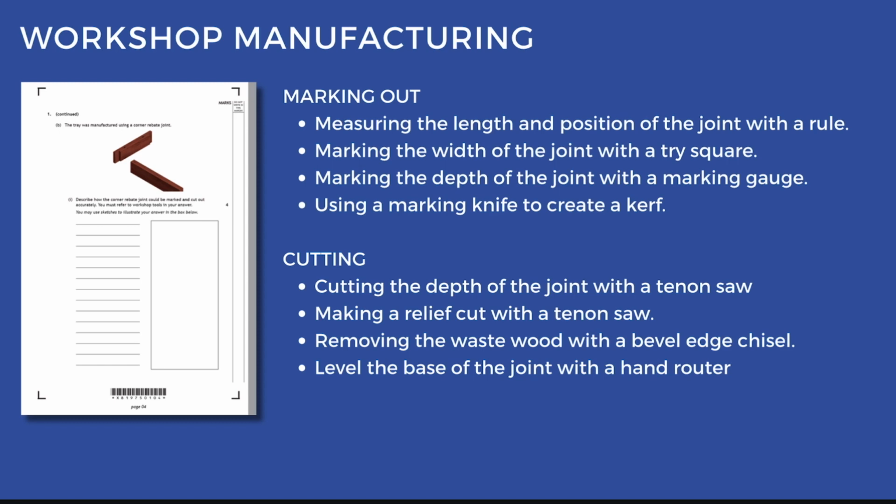Removing the waste wood with a bevel edge chisel. You would be able to say just chisel at this point, but a bevel edge chisel is the correct chisel. And then levelling the base of the joint with a hand router, sometimes called a granny's tooth.